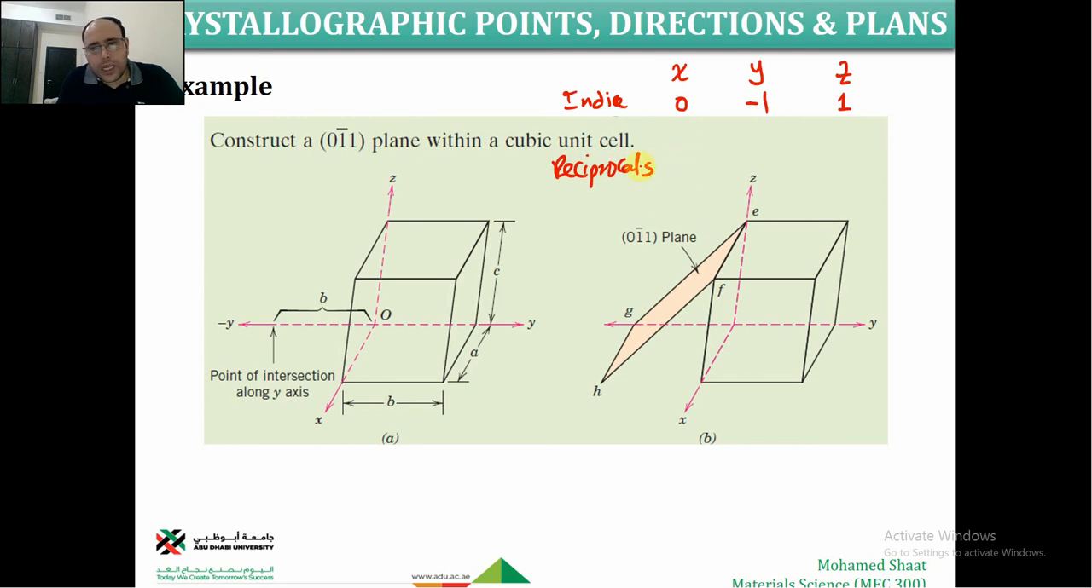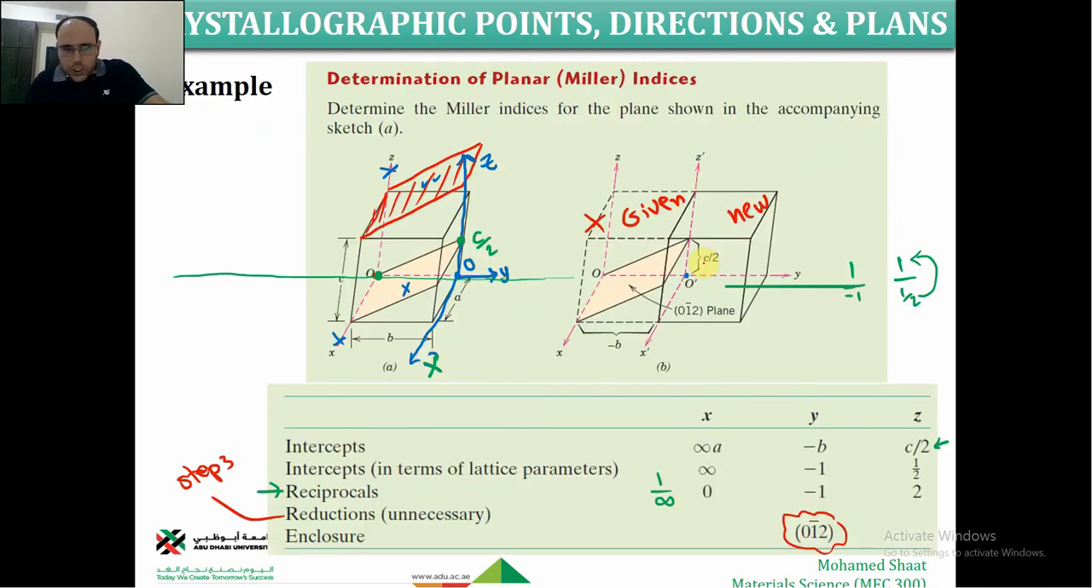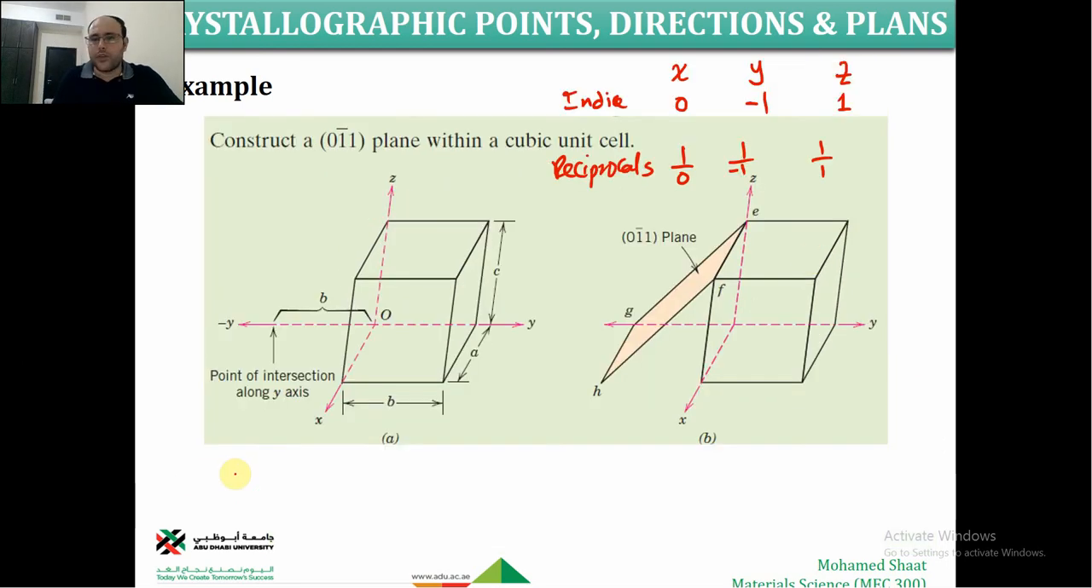So it means that you're just going to divide 1/0. This is going to give us infinity. 1/0 gives infinity, and then you're going to have 1/-1, and 1 over 1. It means that we're doing the same procedure, but instead of moving from the intercepts down to the indices, we are going up. We start from the indices, then we do the reciprocal, then we identify the intercepts. So this means that here we're going to have the intercepts.